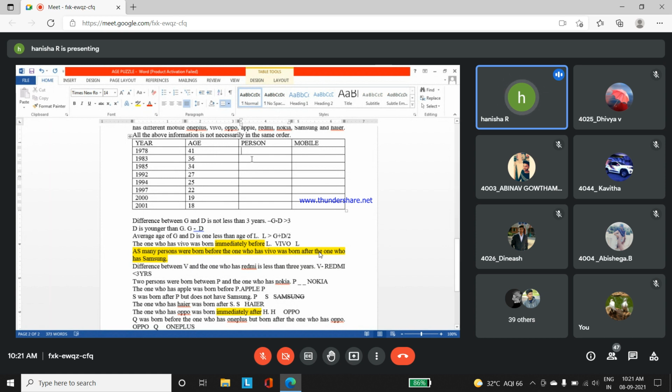If I have to give G over here, and I'm going to give D over here, 36 plus 34, it will be 70. If you find the average, it will be 35. But the age 35 is not here, and L should be 1 greater than G and D. So 35 plus 1 is 36, but it's already filled with G, so you can't mark G over here. And obviously G 36 and 34 is not of age difference greater than 3.